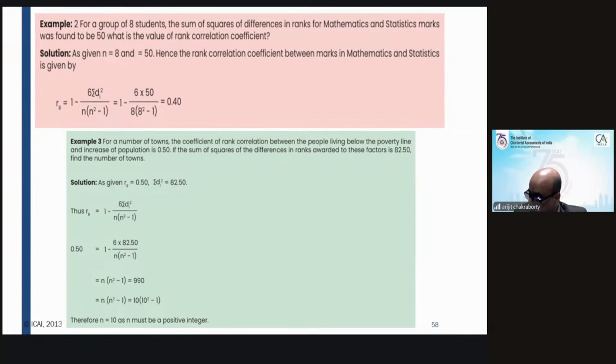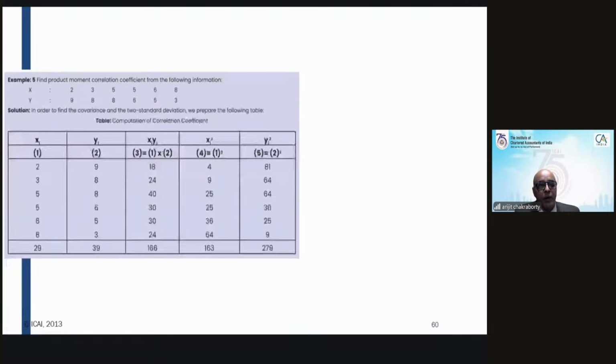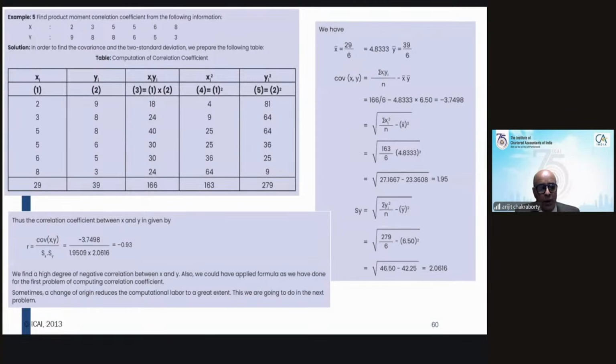This is chapter 17. Now we will look at this type of question, which is also expected in the exam: if di square is given and the rank correlation coefficient is given, you have to find out n. In Spearman's rank correlation coefficient, the unknowns can be: di square is not given and you have to find it, or n is to be found, or you have to find the correlation coefficient.